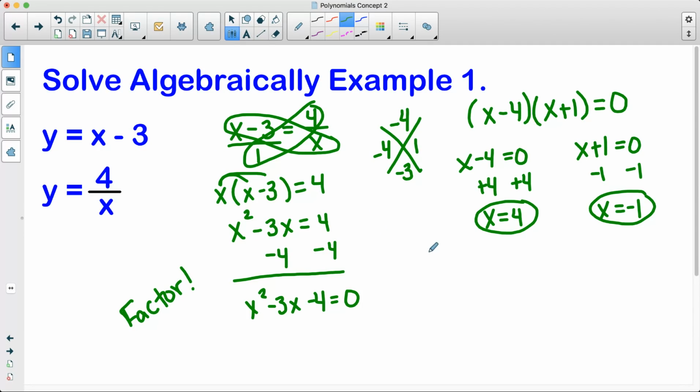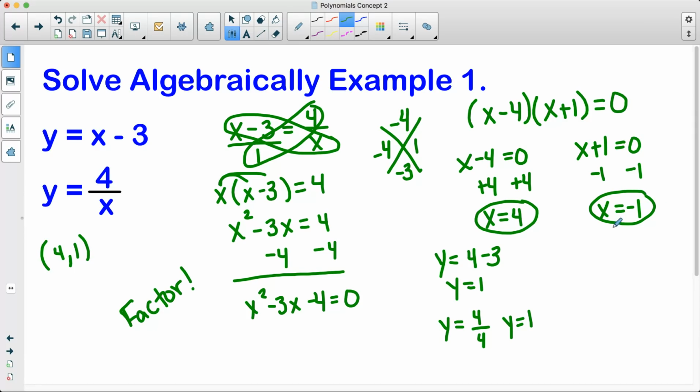So let's start with the first one. So y is equal to 4 minus 3. So that means y is equal to 1. And on the other equation, I need to see if that's also true. So y equals 4 divided by 4, which is also equal to 1. So one place that these two graphs intersect is at x value of 4, y value of 1.